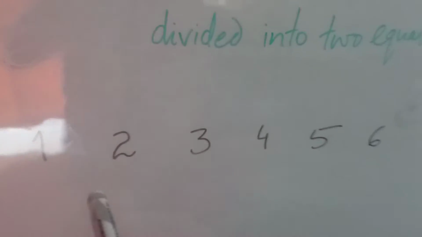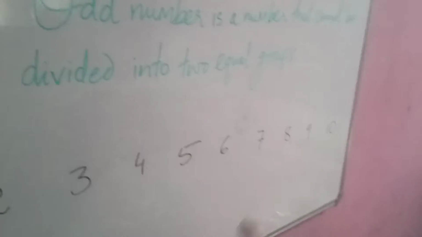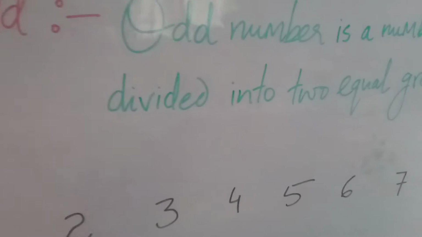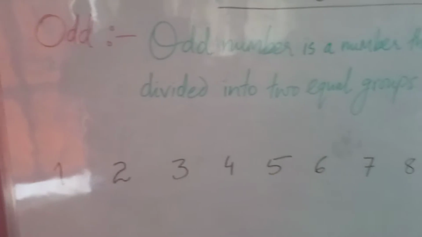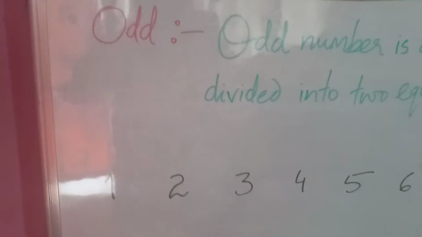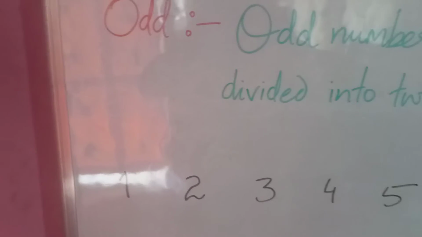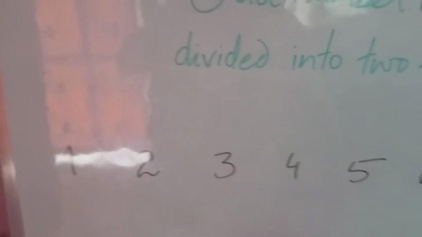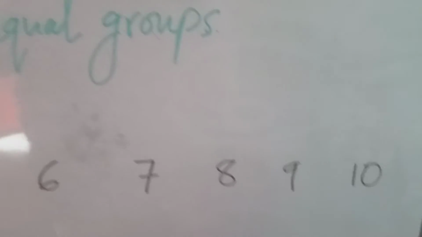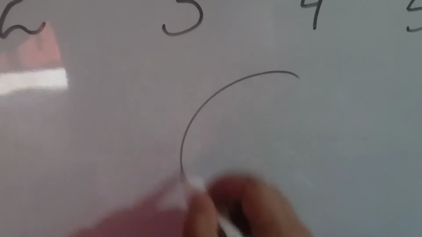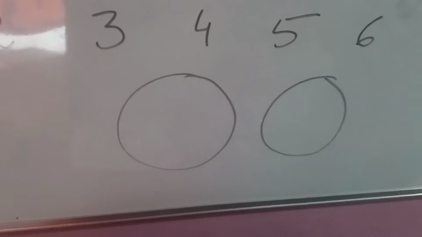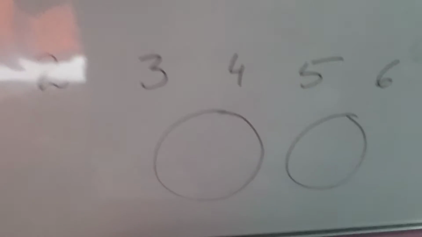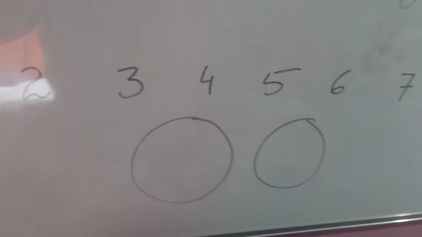So these are some of the numbers: 1 2 3 4 5 6 7 8 9 10. If we have to find out whether the number is odd or even, how will we do it? We will divide these numbers into two equal groups. Let's take an example. Suppose we have two groups like this, and we have to divide the numbers into two equal groups.